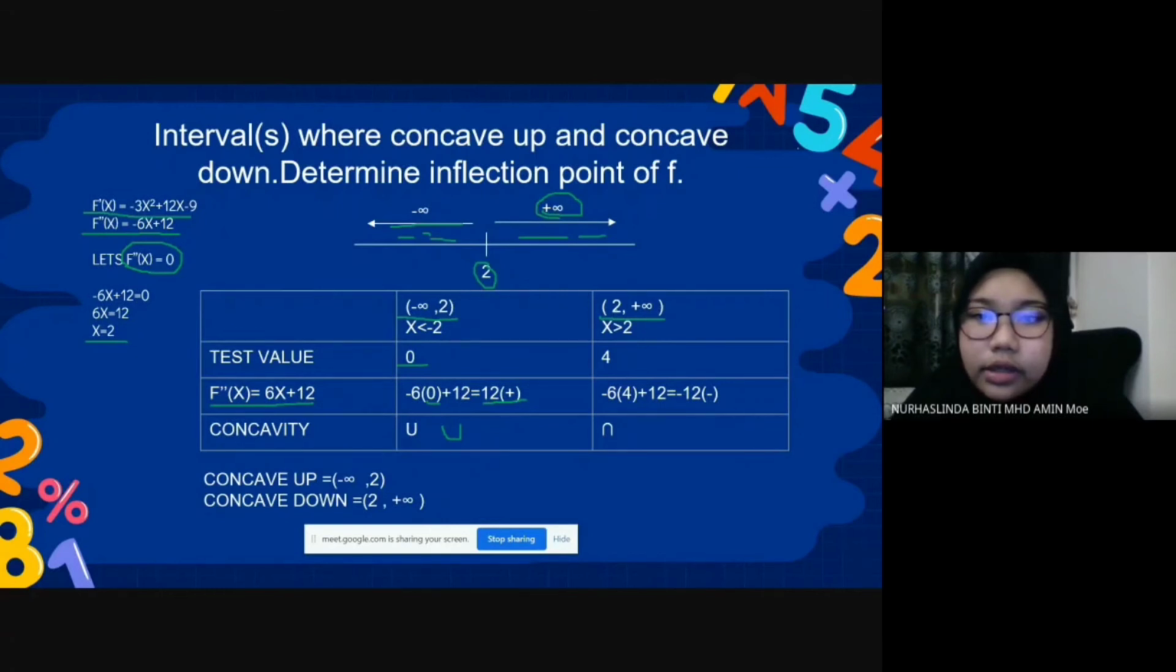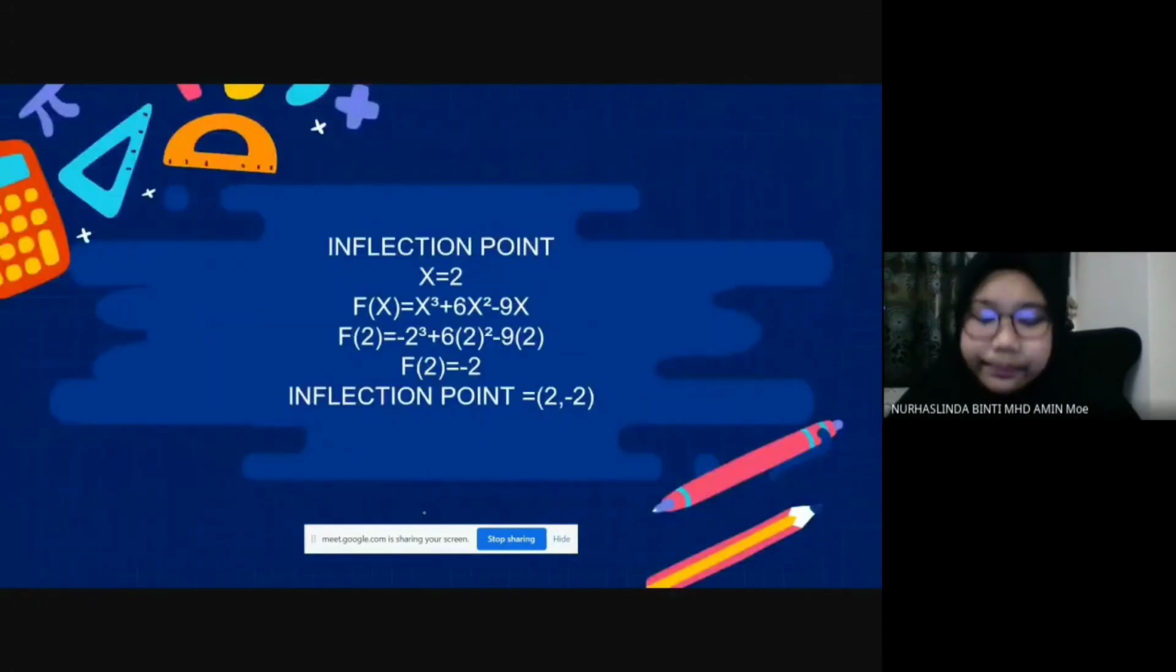And the second one, for 2 and positive infinity, x is bigger than 2. So the test value is 4. We replace x in the second derivative equation with 4, and we get negative 12. So the concavity should be down, or a sad face. So the concave up interval is negative infinity to 2, and the concave down interval is 2 to positive infinity.